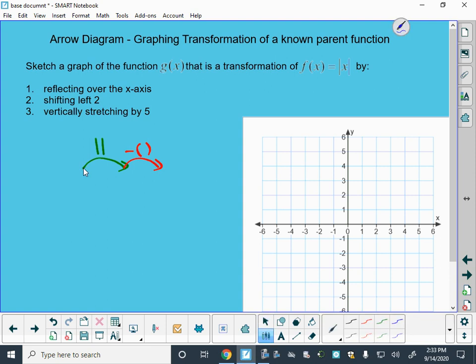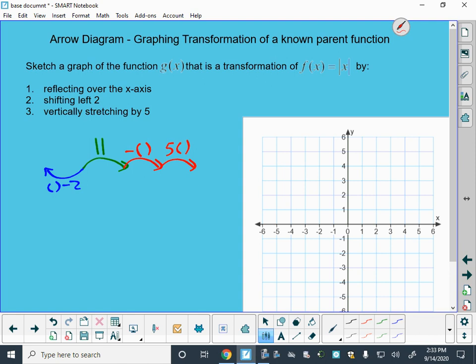Second one here says shift to the left 2. That's a horizontal thing, so that's making a change to the input of the parent function. So I'm going to put that over here, and there is my left 2. It's a shift, so it's adding or subtracting, and the negatives are on the left, so it's a subtract there. And then we're going to vertically stretch by 5. It tells us vertically. The next place I have available to put an arrow is over here, so I will multiply that by 5 right there.